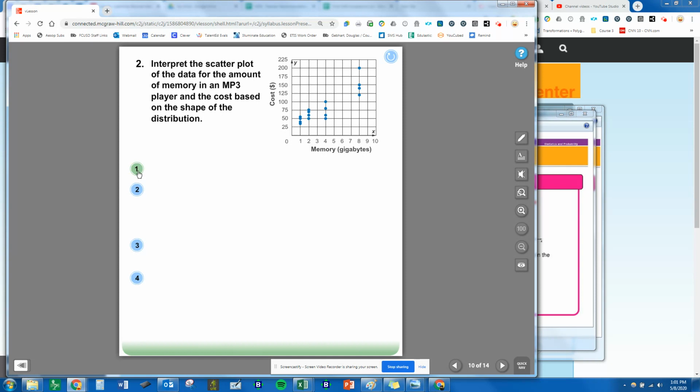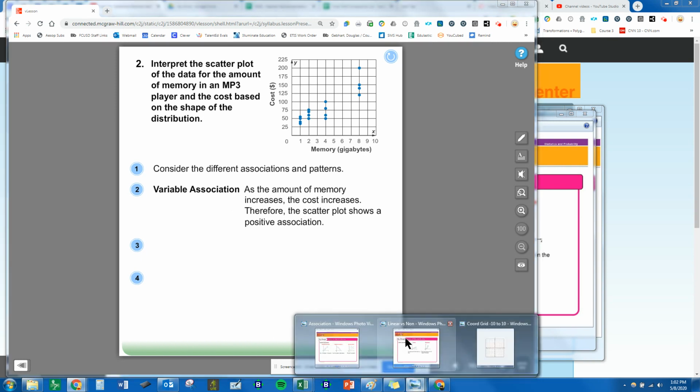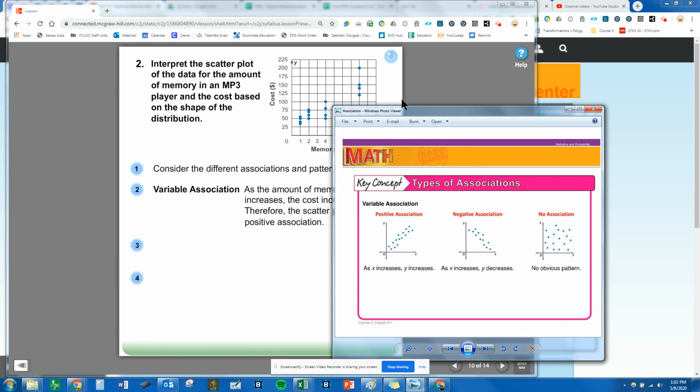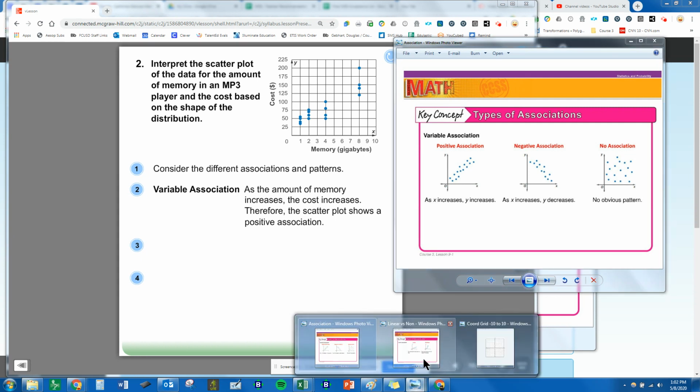You should have said that the cost also increases. So here we would say, as the memory increases, the cost increases. Second, we would also say that this data shows a positive association. It seems to be going up in an upward direction. Now, second, would you consider this linear or nonlinear?